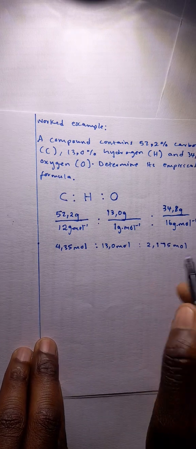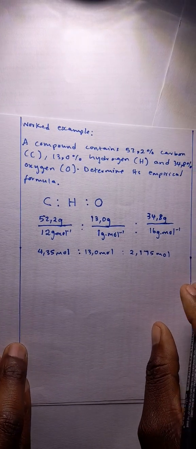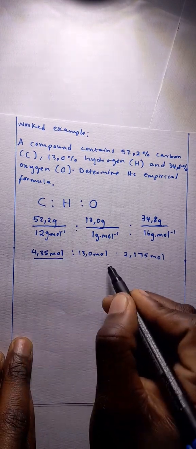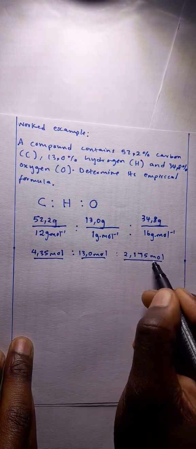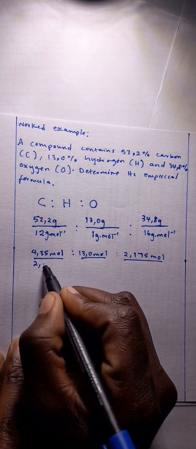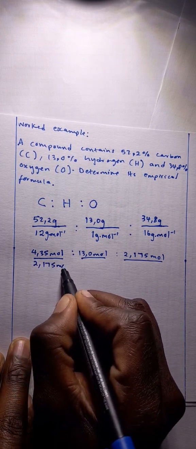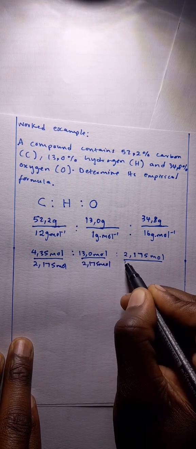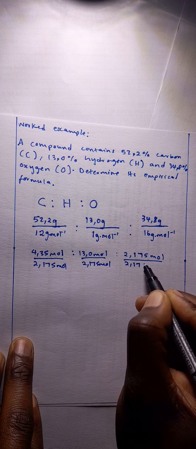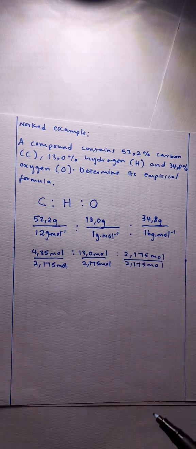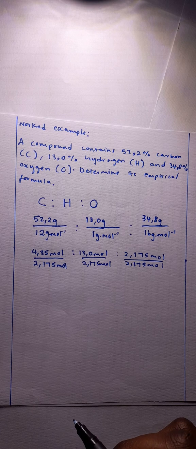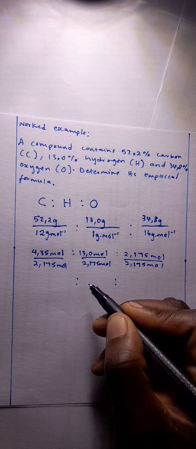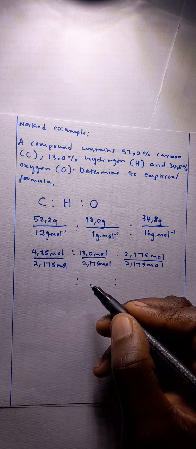And the next instruction says what? Divide with the smallest mole. Which one is the smallest here? It is 2.175 mole. So you divide everything with the smallest mole. And then what are you going to get there?